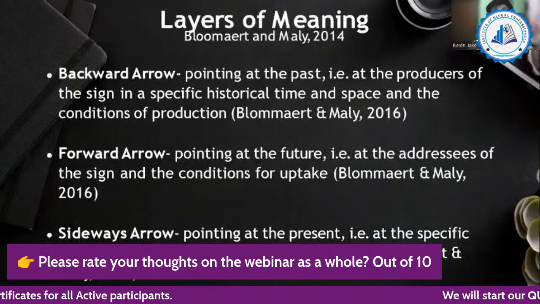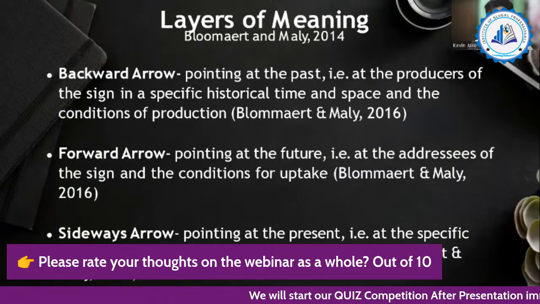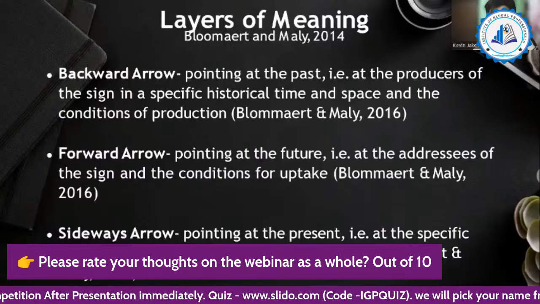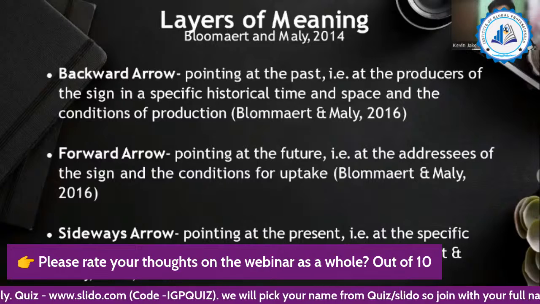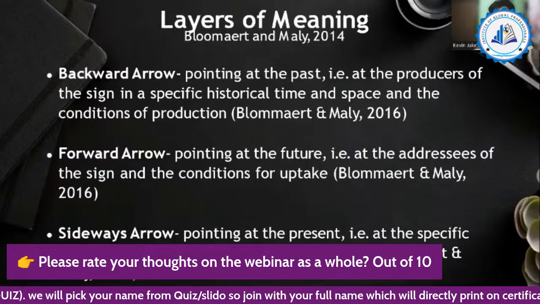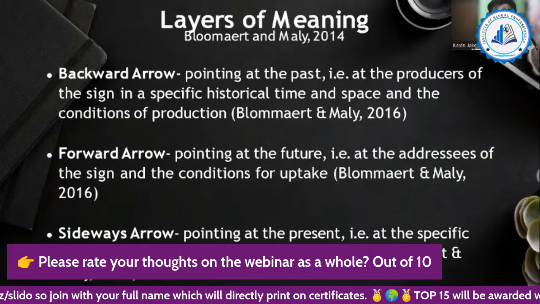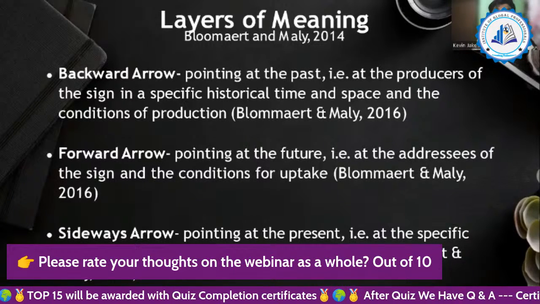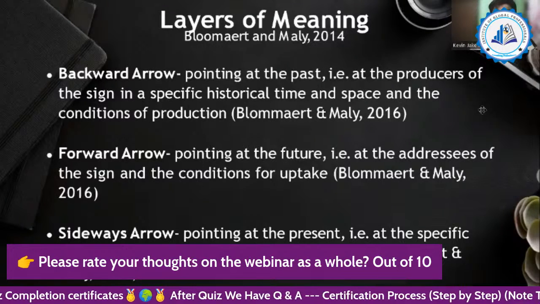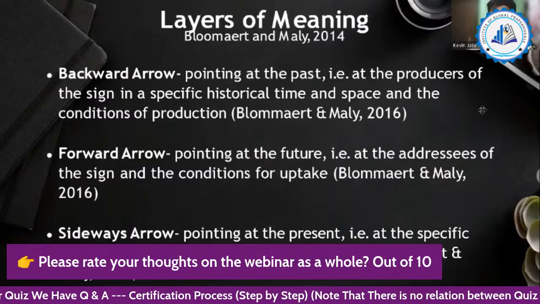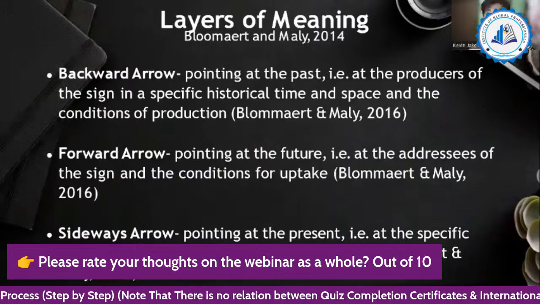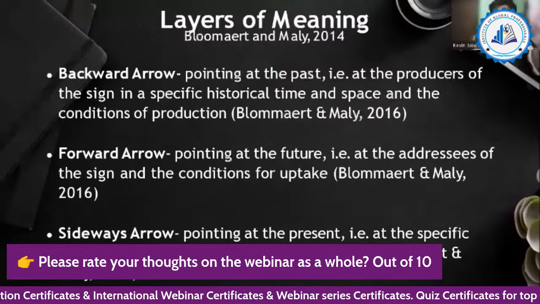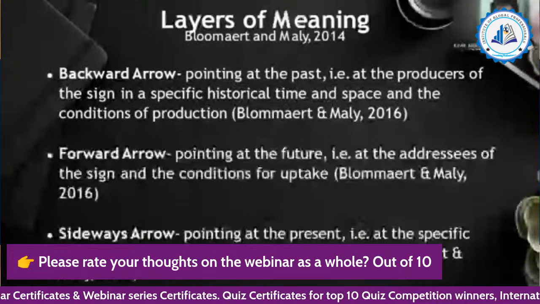We also have what Blommaert and Maly in 2014 call the layers of meaning. When you say layers of meaning, they actually posited the idea of the arrows. According to these researchers, the first one is the background arrow. It's pointing to the past. That is the producers of the sign in a specific historical time and space and the conditions of production. We also have the forward arrow, which is pointing to the future. That is the addressees of the sign and the conditions for uptake. Then the sideways arrow, which points at the present, and that is the specific emplacement of the sign among other signs. And all these things, ladies and gentlemen, are actually part of our concerns in linguistic landscape studies.